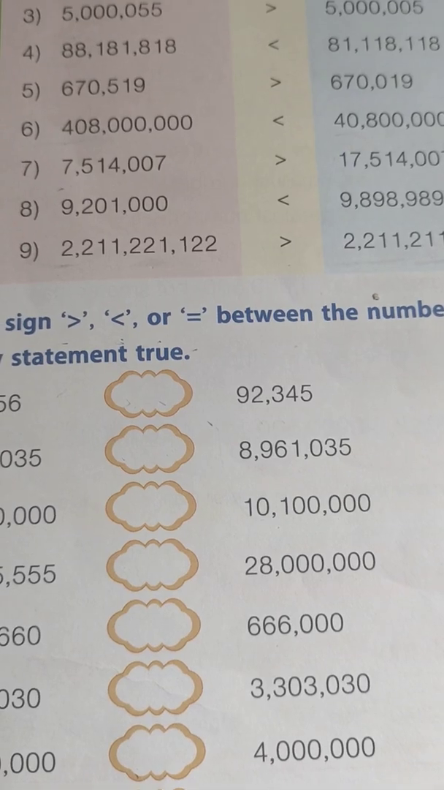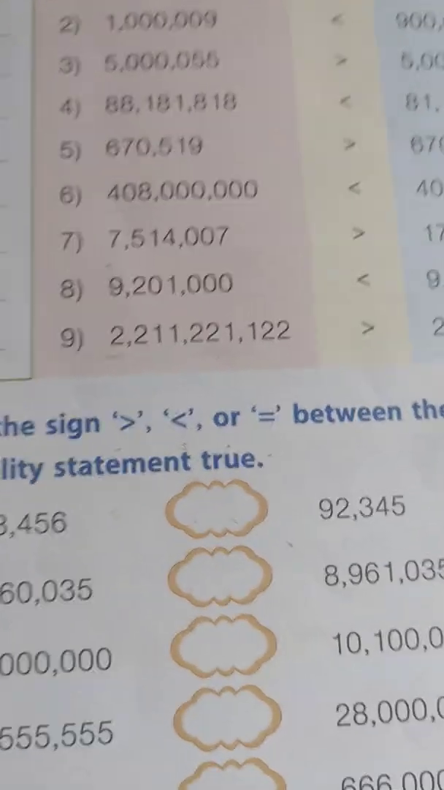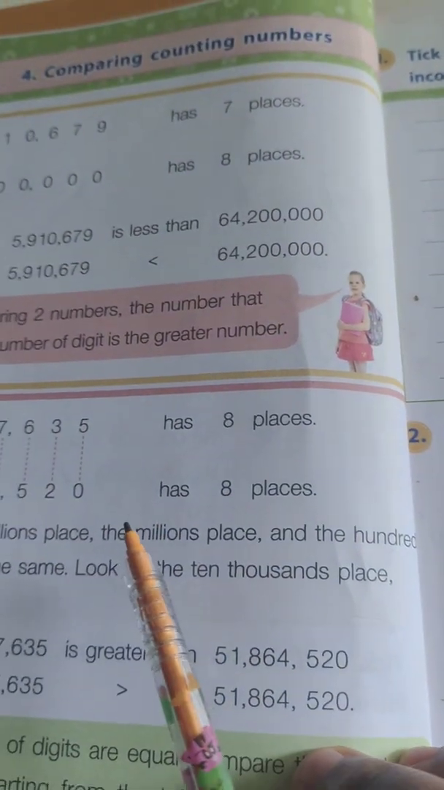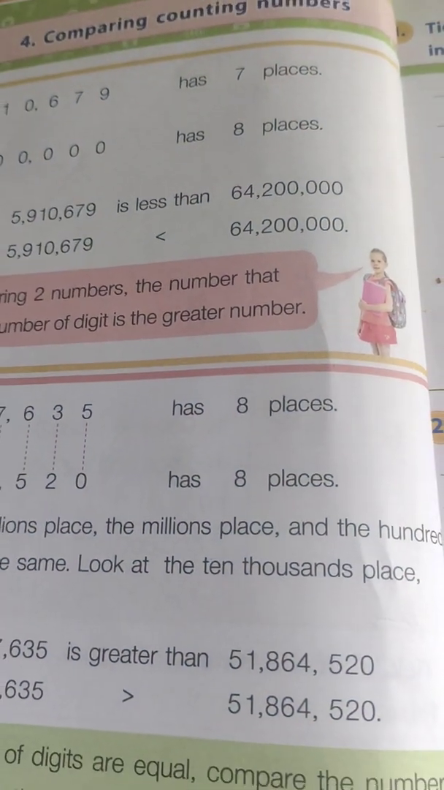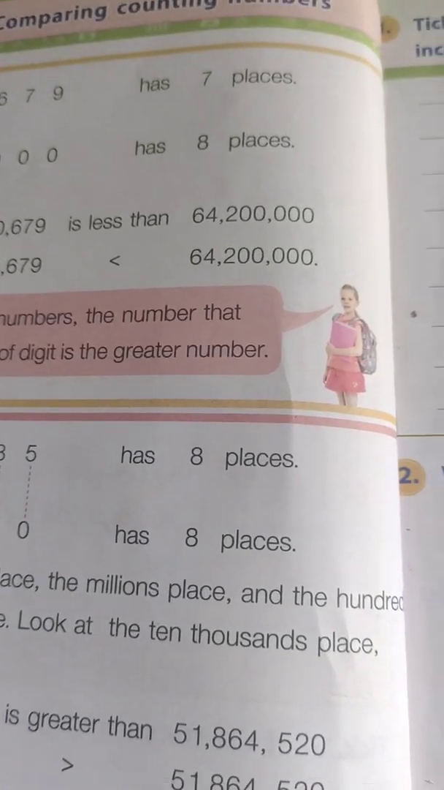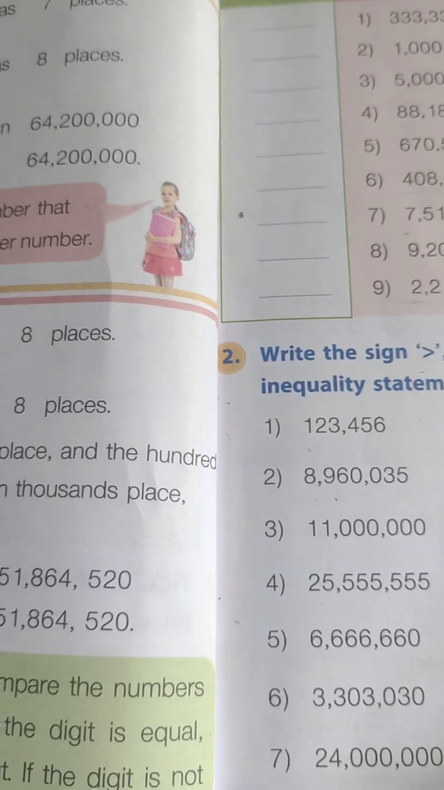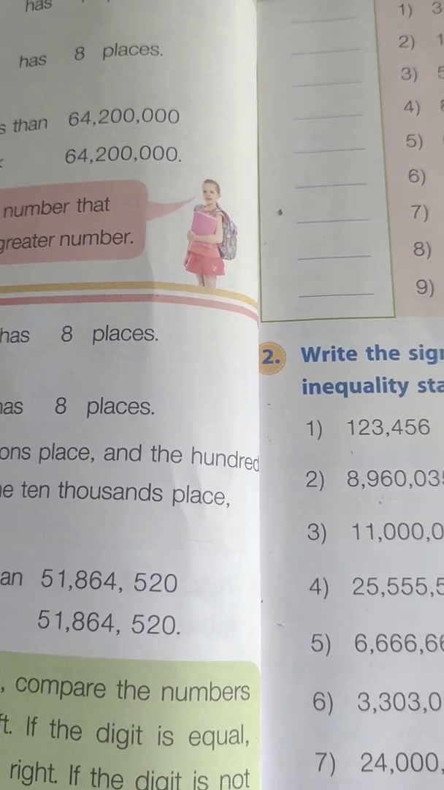Okay, so we start with the first exercises. We are working on comparing counting numbers. We are going to compare the numbers. And as you know, to compare numbers, what signs do we use? We use smaller than, bigger than, or equal to.